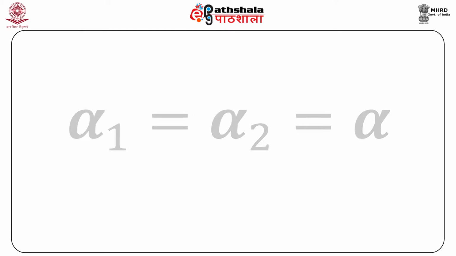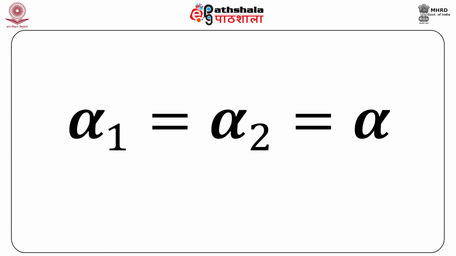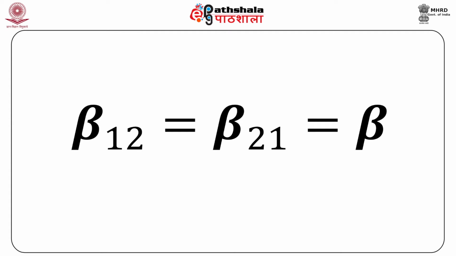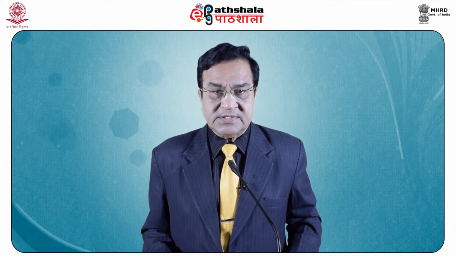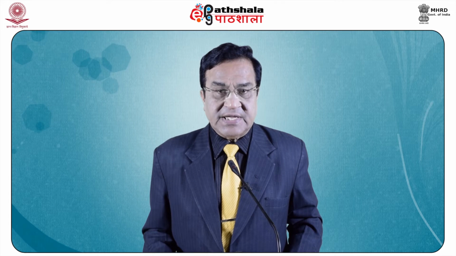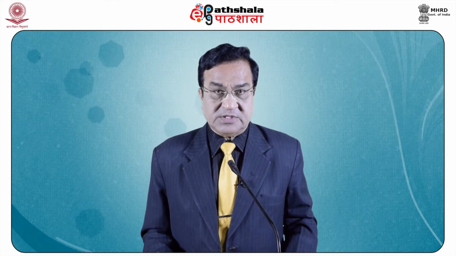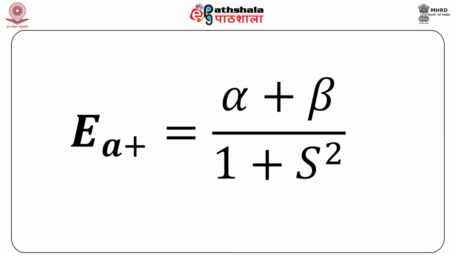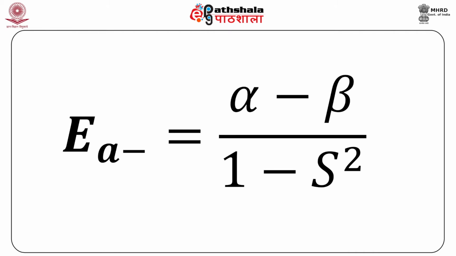equal to 0. And since we have already defined alpha 1 and alpha 2 equal to alpha, and beta 1 2 and beta 2 1 are equal to beta, with these considerations the ultimate solution is that EA has two values. One is EA plus, which is alpha plus beta upon 1 plus S square. And the second is EA minus, which is alpha minus beta upon 1 minus S square.